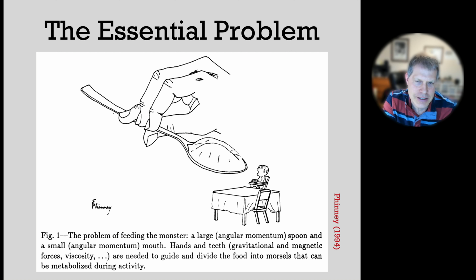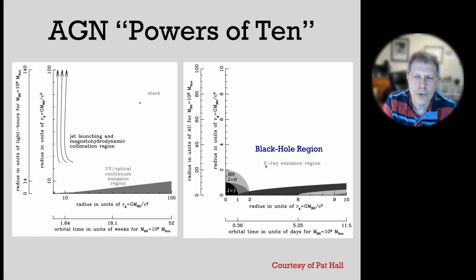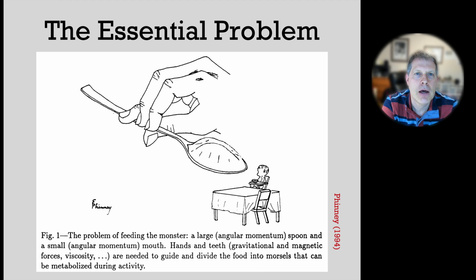And how does this spoon, representing again the very large amount of specific angular momentum, make its way down through that mouth? Well, it takes some doing to make that happen. I'm sure if any of you have children, you have experienced this. It's a challenge to get material down into a baby's mouth, and similarly, it's a challenge to get material down to a supermassive black hole so that it can ultimately be accreted.